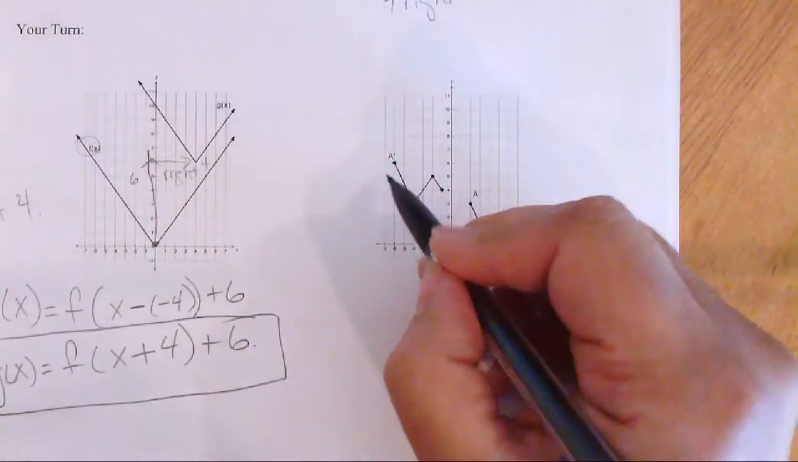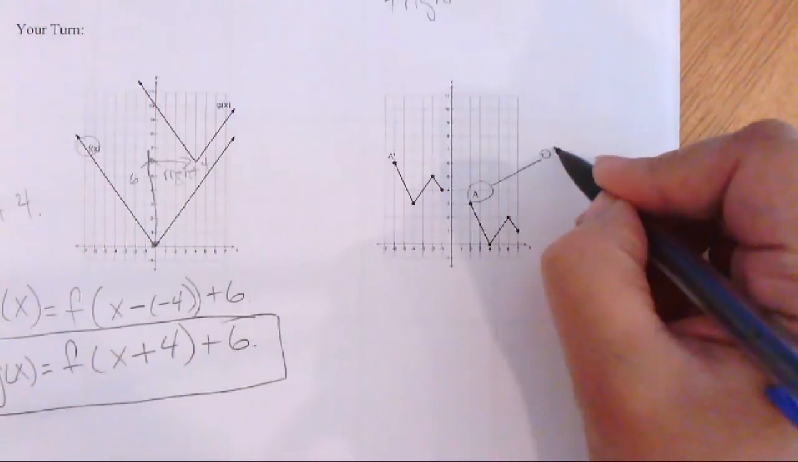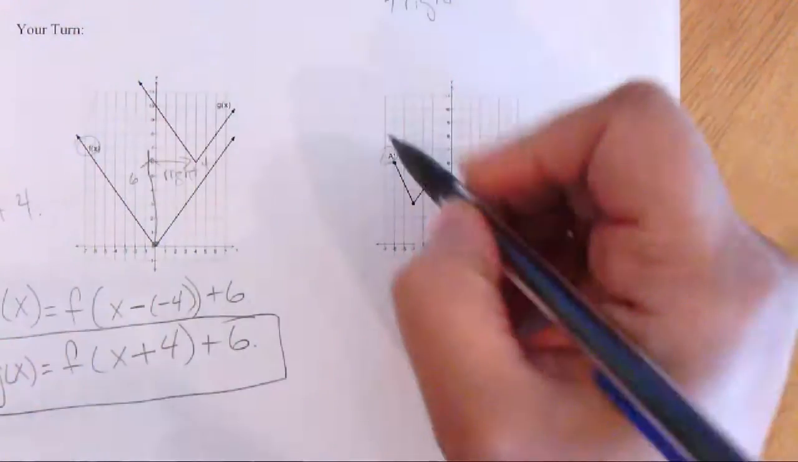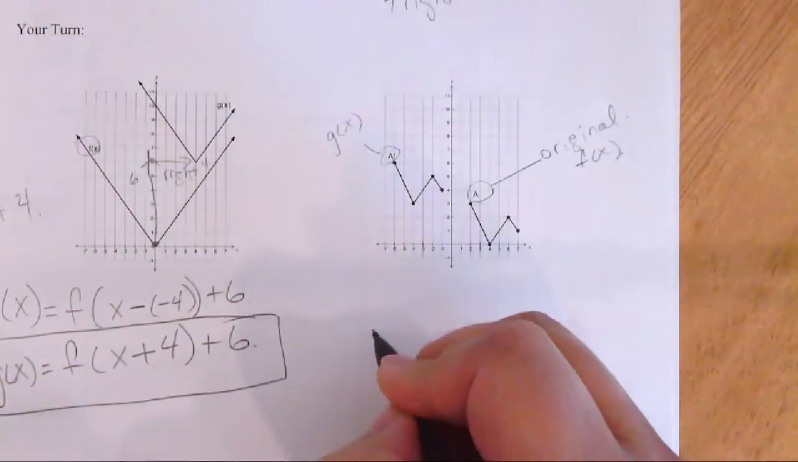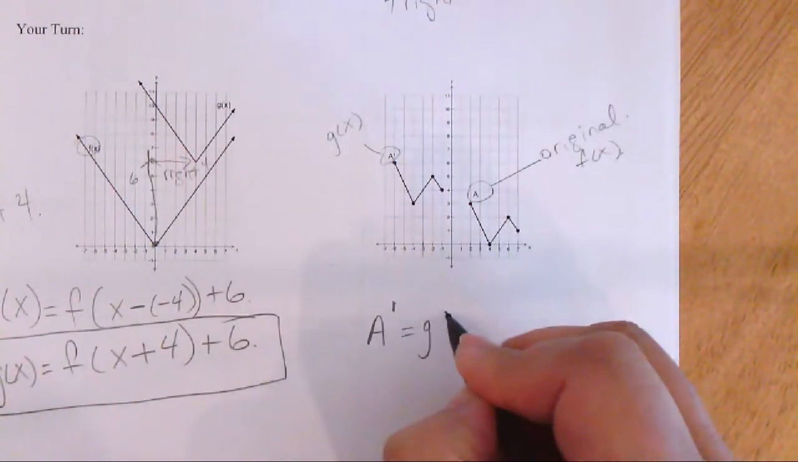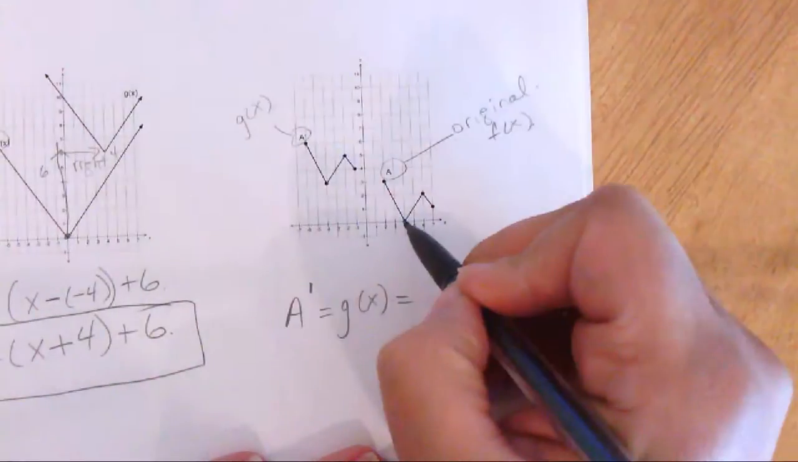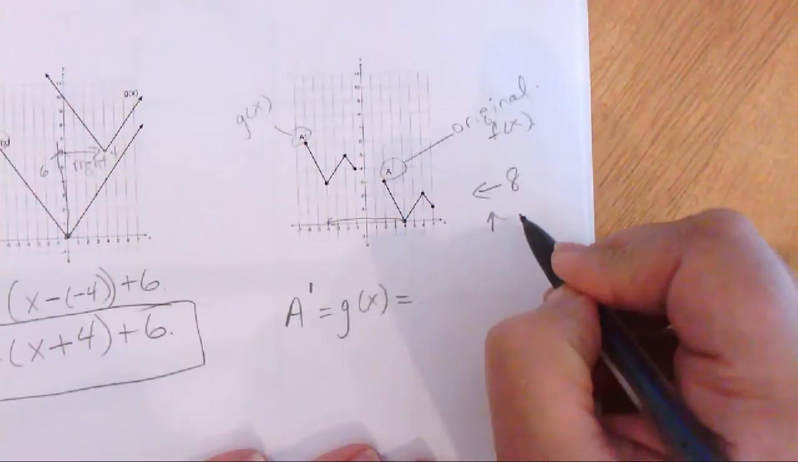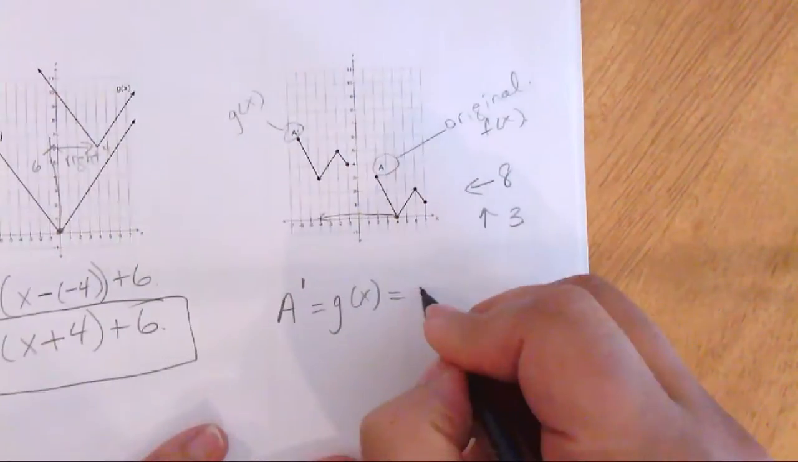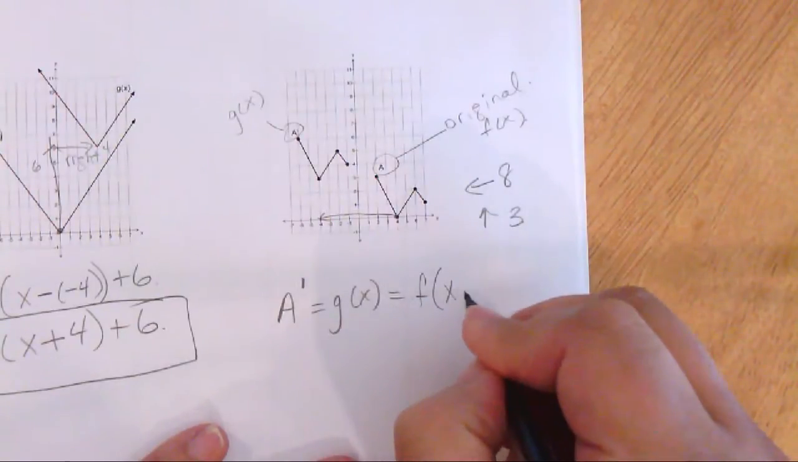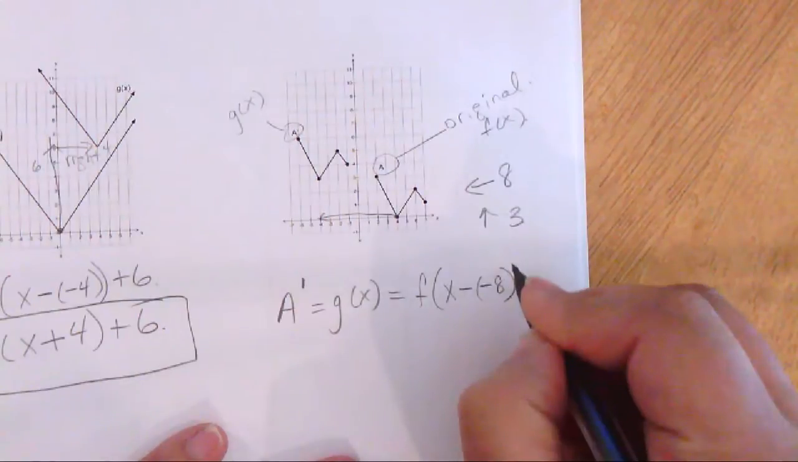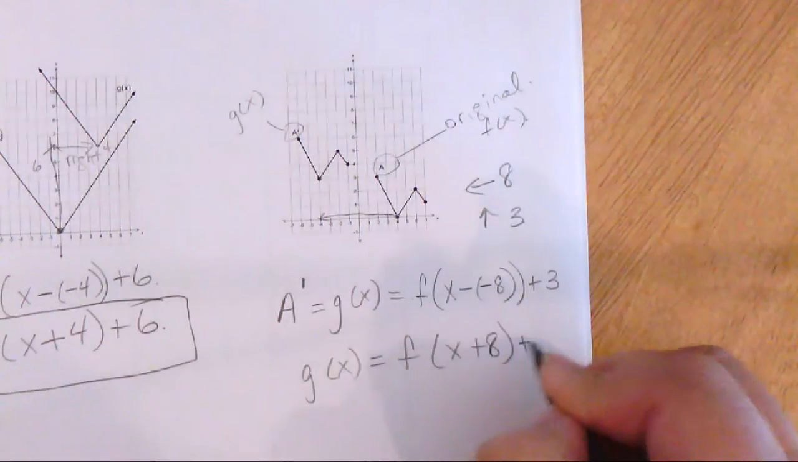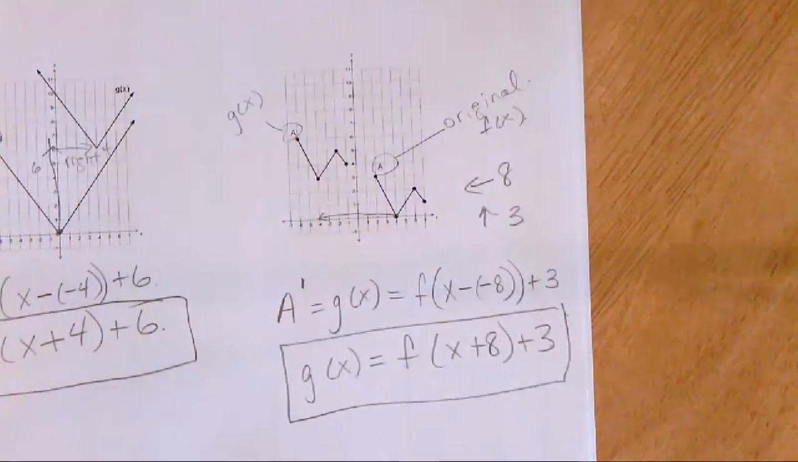All right, now here we've got a and a prime. So this a is the original. We're going to think of that as our f of x. And this a prime, see it's got that little tick mark there, that's going to be our g of x. So that's going to be our transformed one. So to get a prime, that's going to be the same as g of x. What we do is we move each point left 8 and up 3. All right, so that's, if we are using it on our f of x, we've got x minus negative 8 plus 3. So we could just say our g of x here is f of x plus 8 plus 3. This would be the answer that we're looking for.